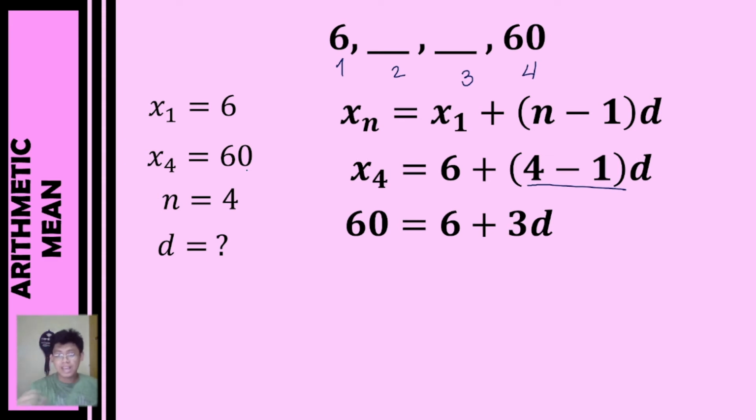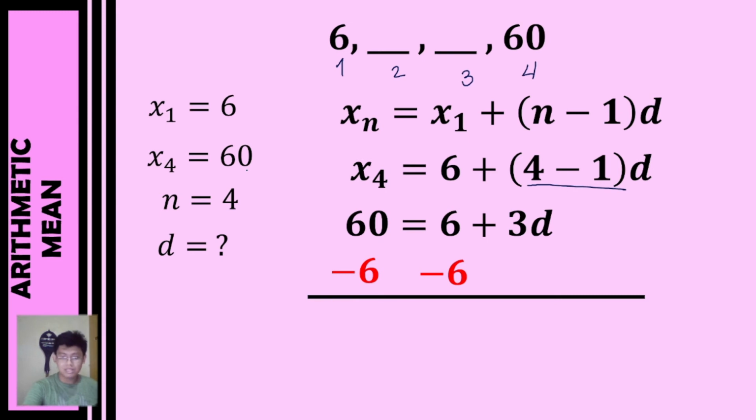Now, first, isolate our variable term. So, we will subtract both sides by 6. So, subtracting both sides by 6, it will give us 54. And 6 minus 6, it will be 0. So, it will be equal to 3d.